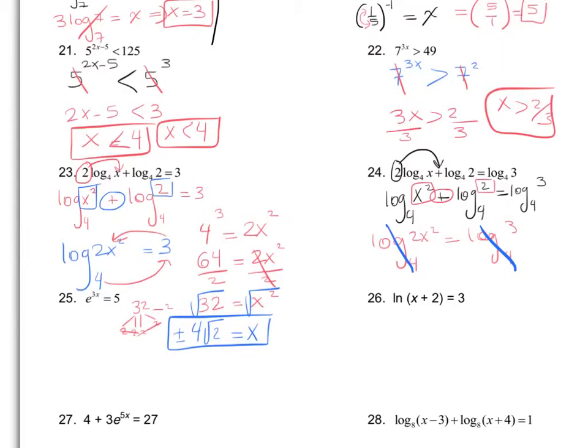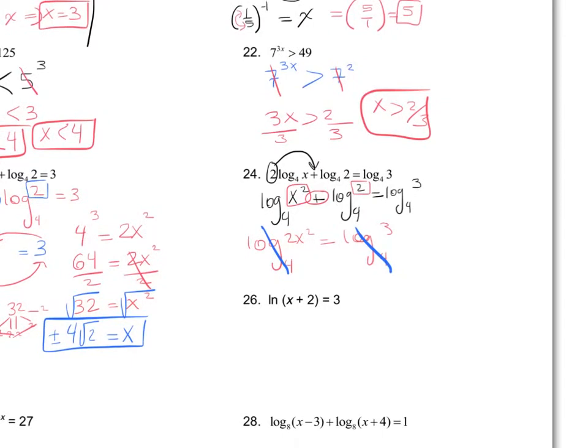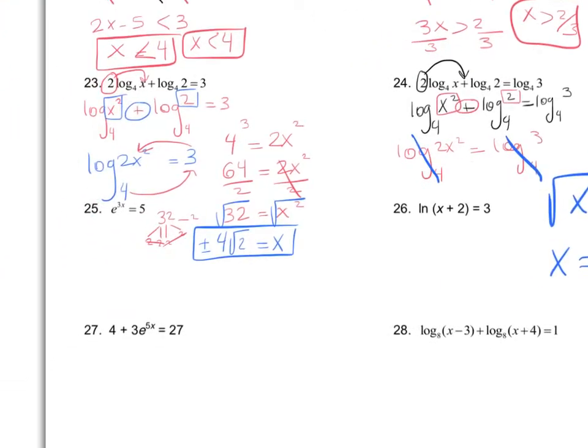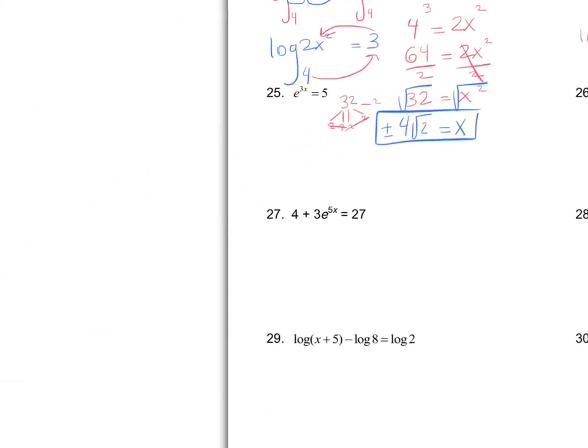Now, remember, what you need to do is, first of all, combine those to give you one log. And since you have another log on the other side, they cancel out. So you'll end up with 2x squared is equal to 3, divide by 2. So x squared is equal to 3 over 2. You square root both sides because you need x, so x is equal to plus or minus radical 3 over 2, okay? Now let's move on to number 25.